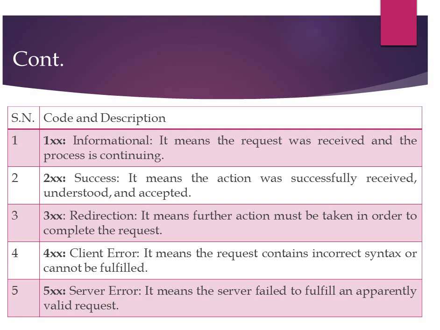1xx means the request was received and the process is continuing. 2xx means success: your action was successfully received, understood and accepted. 3xx means redirection: further action must be taken in order to complete the request. After that it can be 4xx, which means the request contains incorrect syntax or cannot be fulfilled. You must have seen this kind of error while surfing. After that 5xx is a server error: the server failed to fulfill an apparently valid request.